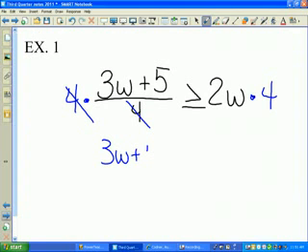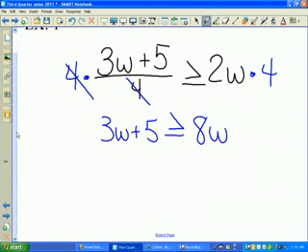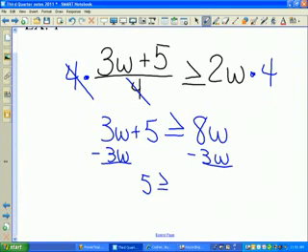Once we do that, we have 3w plus 5, and it still will be greater than or equal to because we did not multiply by a negative. So it'll be greater than or equal to 8w. So now we're going to solve just like we did for equations. That means I want to have my variables on one side of the inequality, and the other side should just be my constant. So in this case I would actually subtract 3w because I want to put all my w's on one side, which leaves me with 5 greater than or equal to 5w.